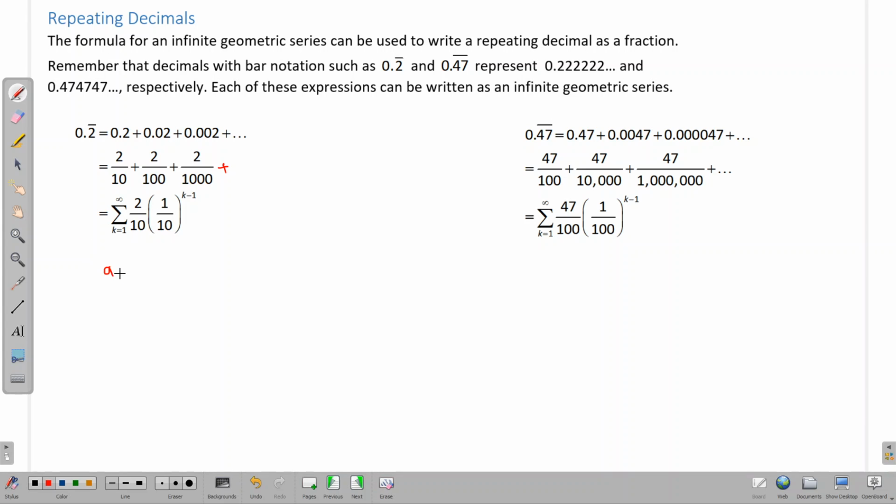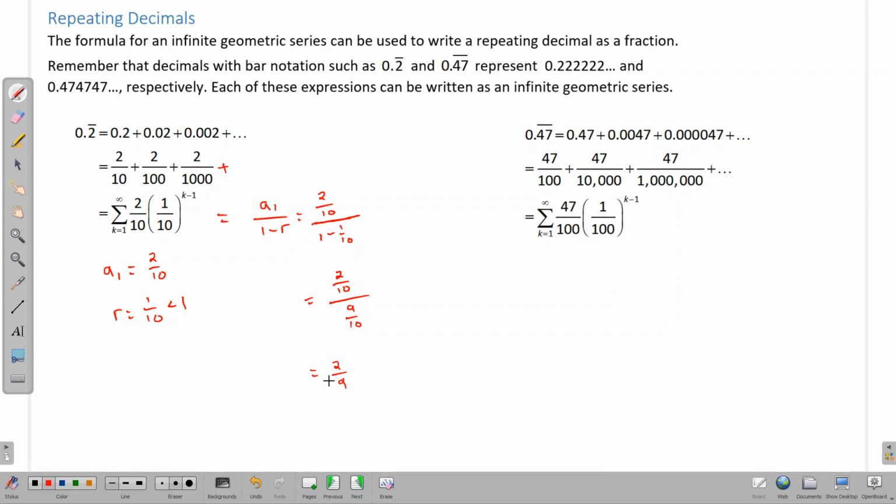Notice that, as I said, let's write it out. A1 is 2/10, and the R, what we're multiplying each time, is 1/10 on this particular one. And 1/10 is less than 1, so we know this converges. This whole thing should converge to A1 over 1 minus R. So if we put all of that in there, that is 2/10 over 1 minus 1/10. Okay, so let's clean this up. Denominator will be 9/10. Do keep, change, flip, and the 10s cancel, and you end up with 2/9.